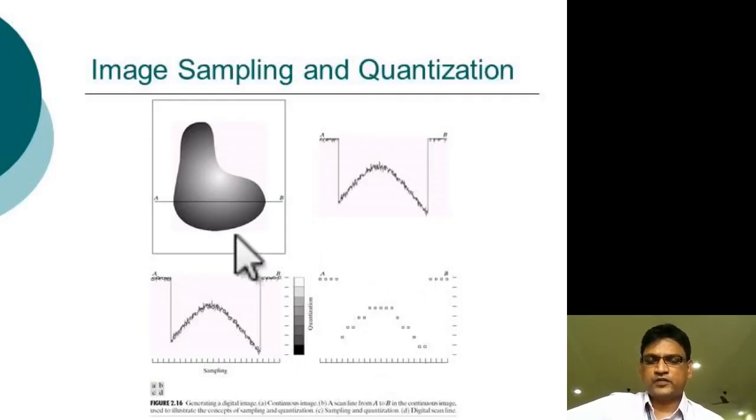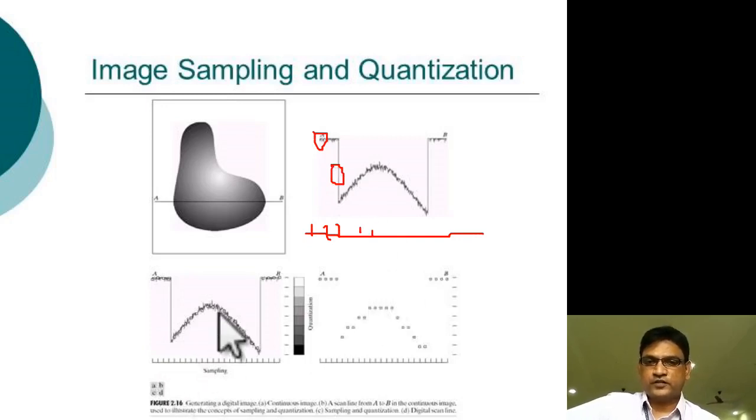Coming back to this, this is the image and we have plotted it. This is the practical 1D profile of the intensities which are present on the line segment AB. Now first we are applying sampling. That means we have a horizontal axis like this, divided into equally spaced samples, and against each sample we are representing the value of the amplitude by a small box, a square.